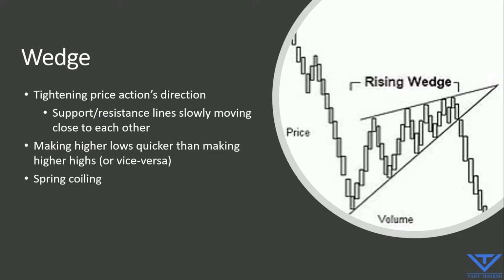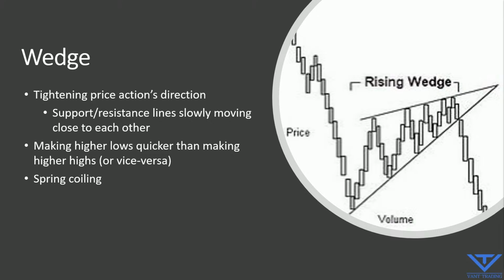The wedge is simply the tightening price action in the price action's direction. The stock is grinding higher or grinding lower, but the support and the resistance lines are slowly pinching together. We're making higher lows quicker than we're making higher highs, or vice versa. You're making lower highs quicker than you're making lower lows.